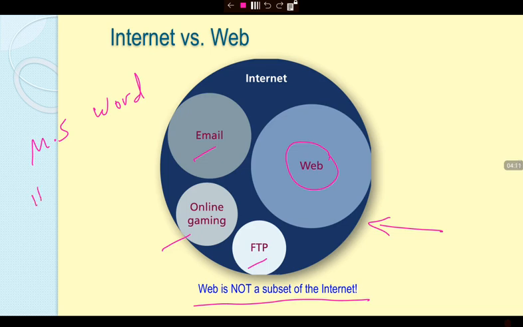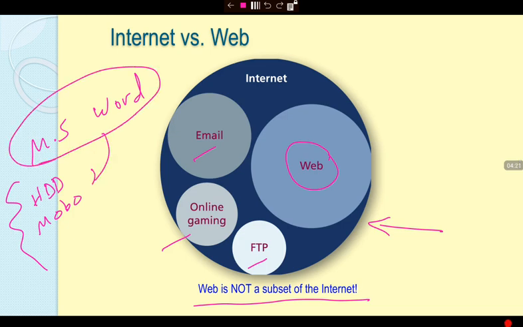A computer is a hard disk drive, a computer is a motherboard, and so on. So these are the components of a computer. You cannot say Microsoft Word is a subset of a computer. It's a subset of computer applications. Likewise, when we talk about the web, it is a subset of applications that run over the internet.